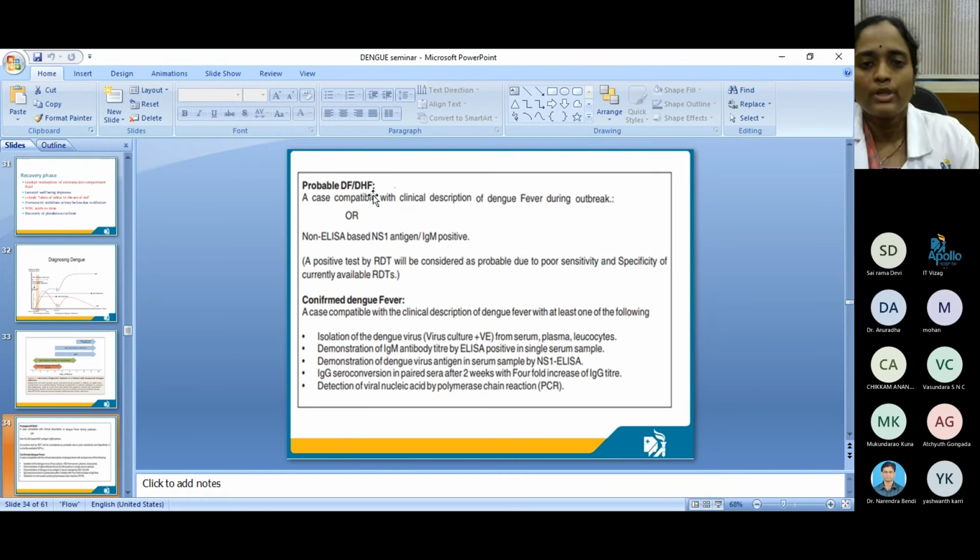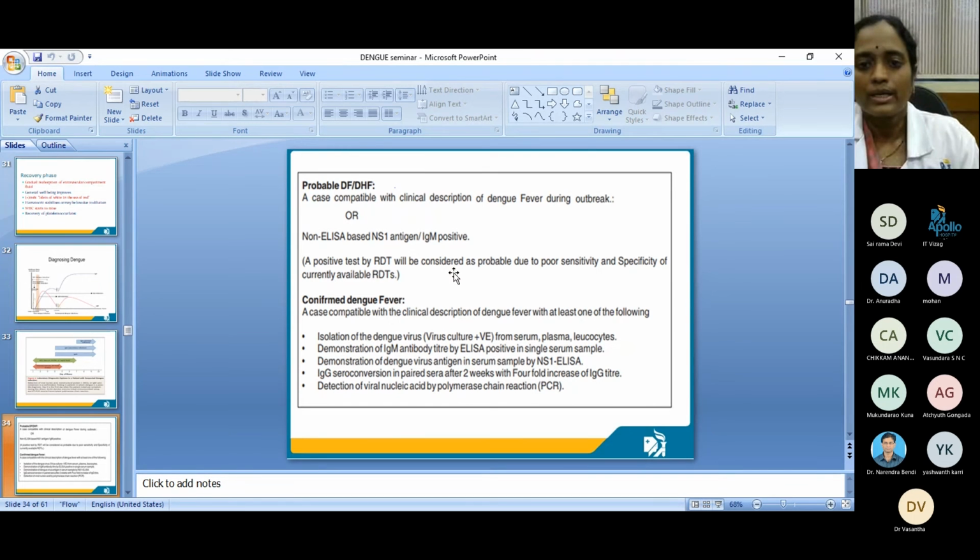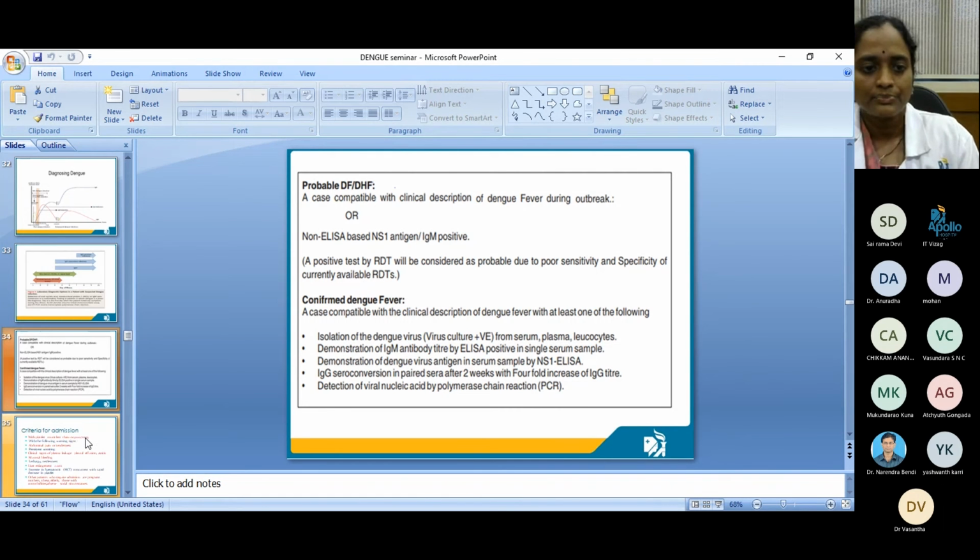The probable dengue fever and dengue hemorrhagic fever is a case compatible with the clinical description. Somebody went to an endemic area and he has developed fever, so I'm suspecting that he has dengue fever. A non-ELISA based IgM positivity or a positive rapid test should not be considered confirmatory, due to the poor sensitivity and specificity of the currently available rapid tests.